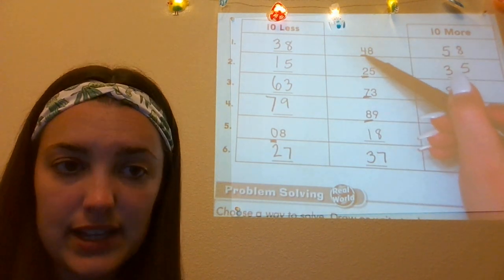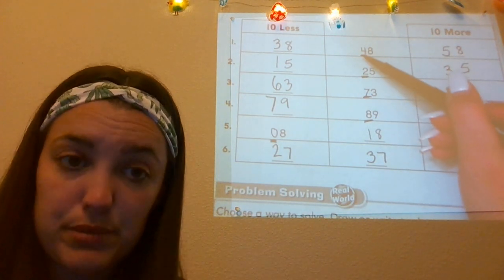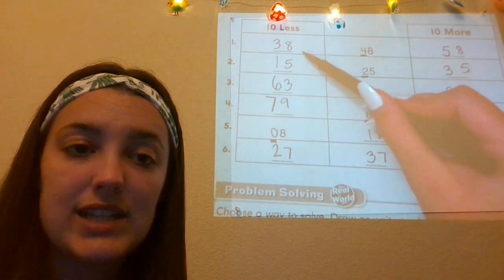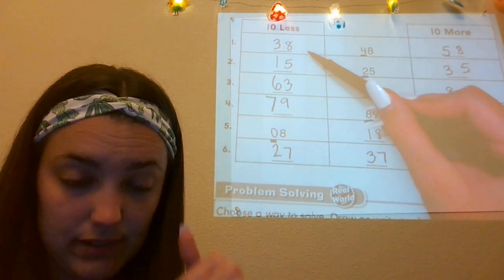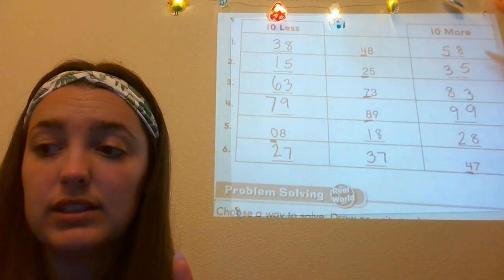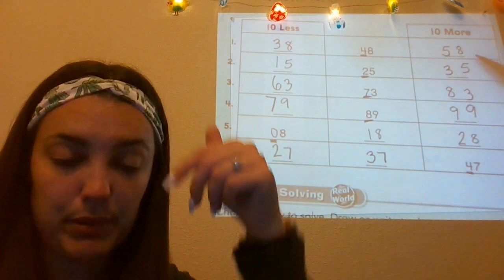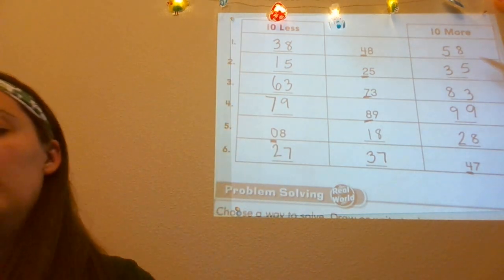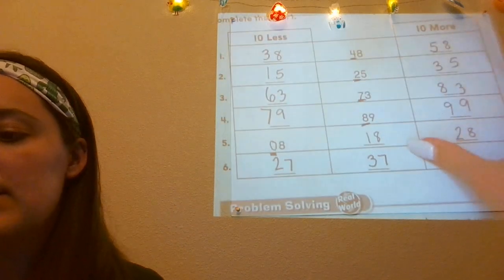Can you find the tens place? You know that it's the number that comes first. Can you tell me what 10 less is by bringing that 10 digit down? Can you tell me what 10 more is by bringing that 10 digit up? Alright, last one I'm going to do with you guys down here.